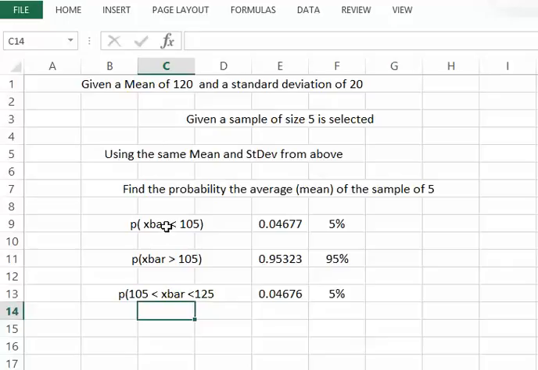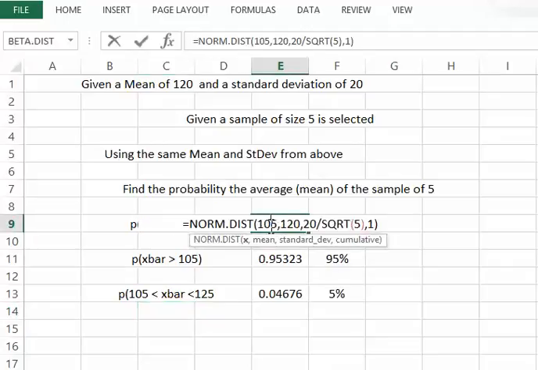We're not dealing with an X this time. We're dealing with what's called an X bar, because we're talking about the average of the 5 subjects, not a single subject. And so we have to do some modification. We're applying what's called the central limit theorem. We're using the same formula we used in the previous example. We're using the normal distribution function.